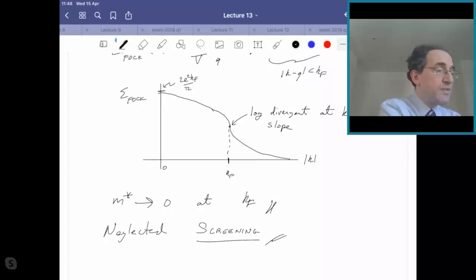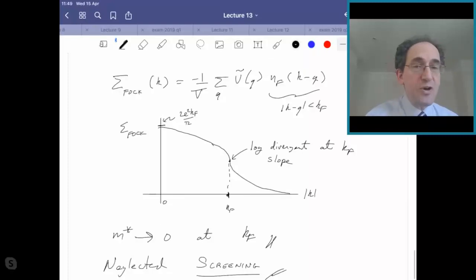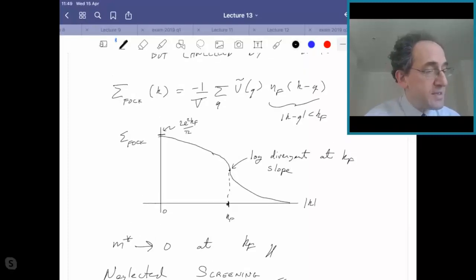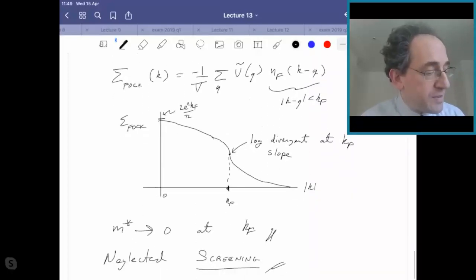But before doing that and before moving on, I want to show you, or prove roughly, that the Fock term really does have a log divergent slope at kF. So let's write out the Fock term again, just to try to get this right. Okay, let's write out the Fock term.